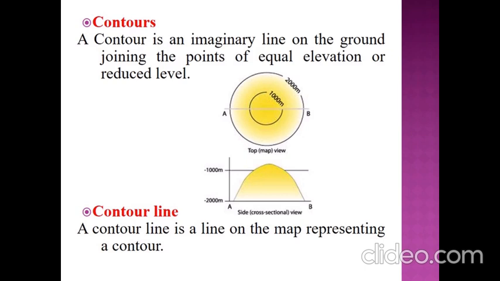Then here the diagram shows the sectional view of one area which has levels of 2000 meter, 1000 meter with the ground level. Here this is the cross sectional view, and this is the top view of that area, and this figure indicates the reduced level of that line.